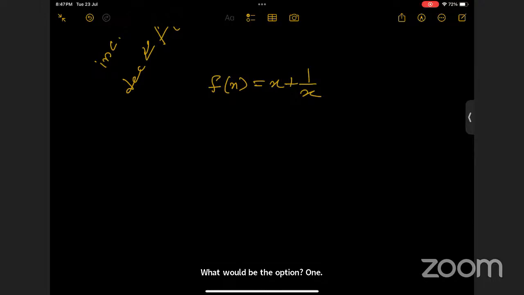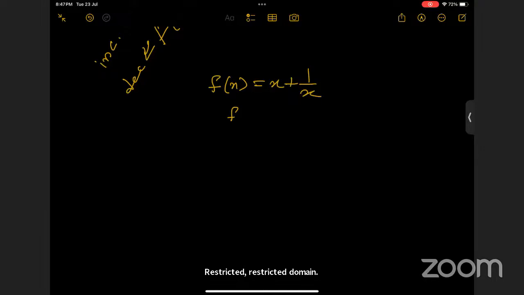Is it injective? No, I guess. Why? Because it's quadratic. It cannot be quadratic, it cannot be 1 to 1. Yes, it's x square plus 1 by x. It can't be injective for reals, but it can be injective for natural numbers, or integers minus 0, in that restricted domain.